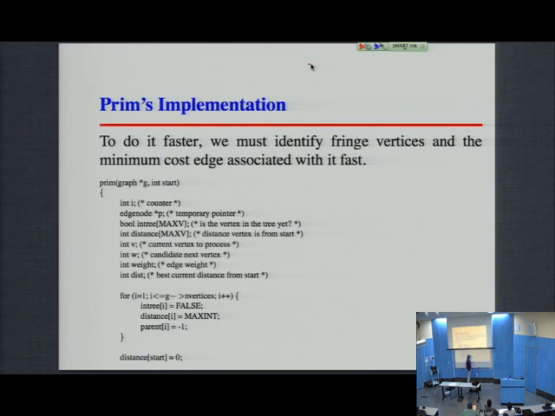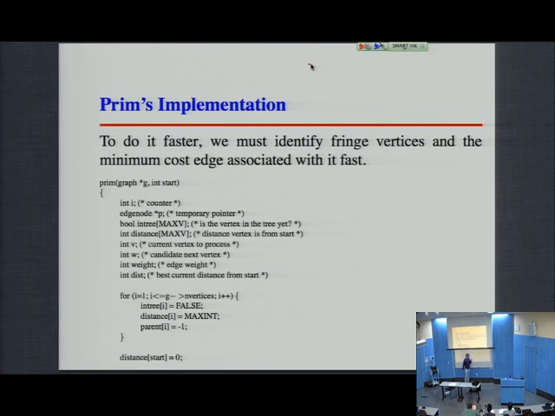Let's say that there is a way of getting vertex 1 into the tree at a cost of 9. There's a way of getting vertex 2 into the tree at a cost of 7. There's a way of getting vertex 3 into the tree at a cost of 3. There is vertex 4 at a cost of, let's say, 6. And vertex 5 at the cost of, let's say, 8.